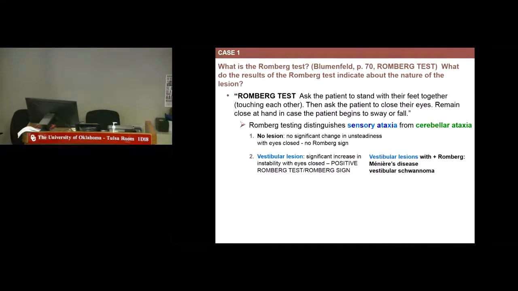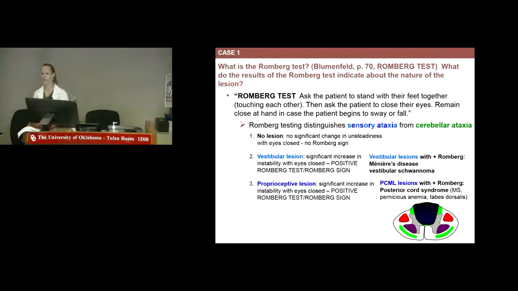Someone with Meniere's disease is also probably going to have a positive Romberg sign, because one of those things that allow you to sense your balance isn't working properly. Proprioceptive lesion: next week we'll talk about the spinal cord and where we bring in our proprioceptive information. This is also associated with a positive Romberg sign.